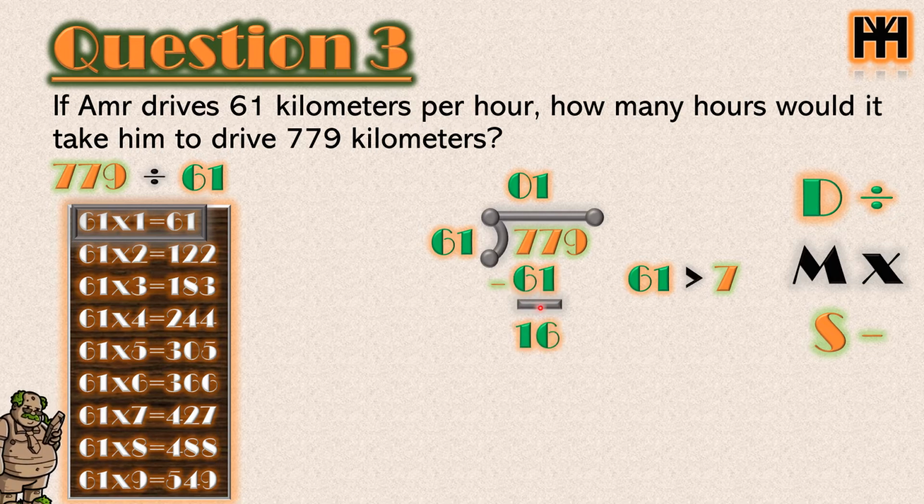Then 77 minus 61 is 16. Then we'll put the 9 down, so it's 169. So we will go back to the divide. So how many 61s are in the 169?